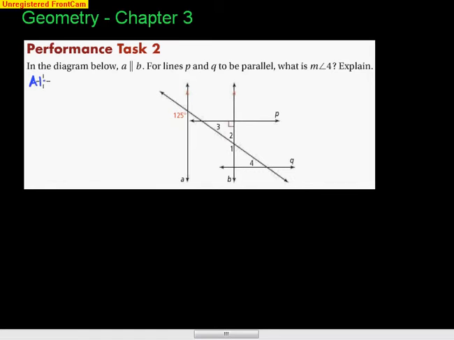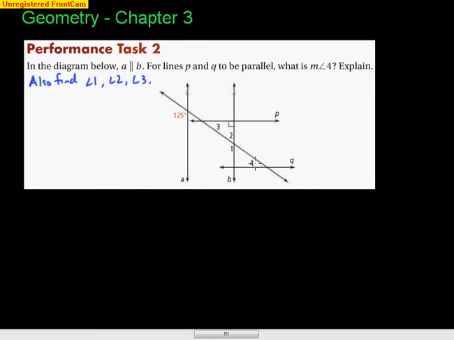Also find angle 1, angle 2, angle 3. Okay, so that's the additional part to try to make it a little bit more involved as an extended response. So let's take a look at this picture here. We have a lot of things going on here.